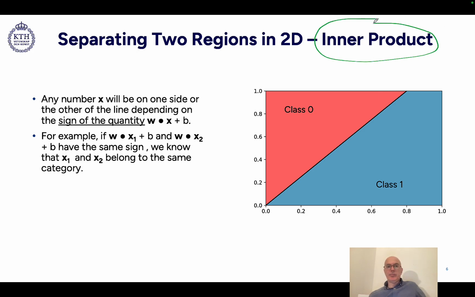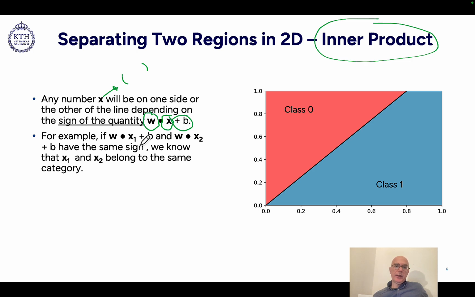Any point x, which will have two components, will be on one side or the other of the line depending on the sign of the quantity w inner product x plus b. So we have the components of the vector w, and this is given by our classifier. We take the inner product with the x that we want to determine if it's class 0 or class 1. The inner product plus the b will tell us on which side of our plane it is.